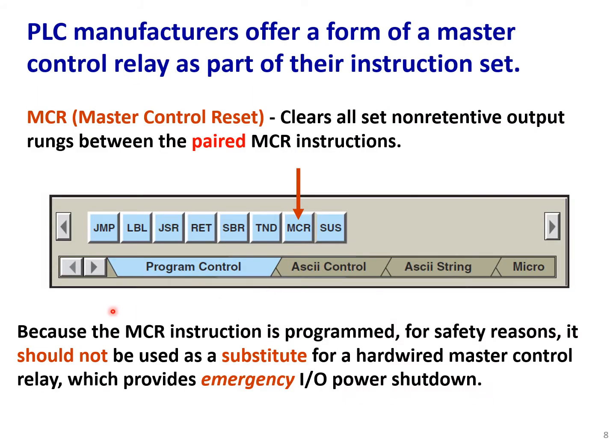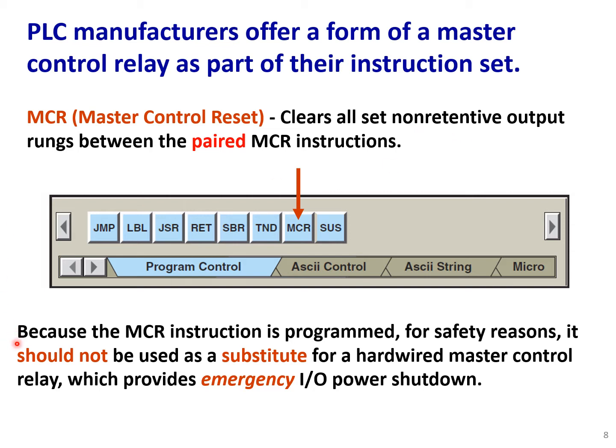PLC manufacturers offer a form of a master control relay as part of their instruction set. MCR, master control reset, clears all non-retentive output rungs between the paired MCR instructions. Okay, so non-retentive ones, yes. This is the important point here, that MCR doesn't touch the retentive values.